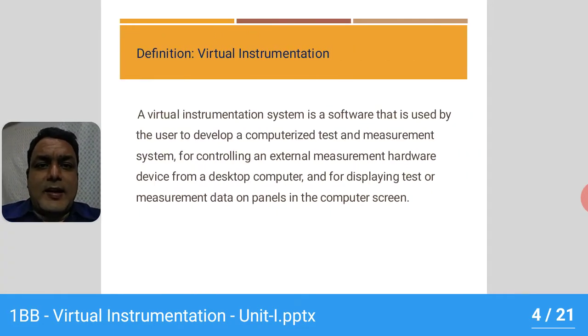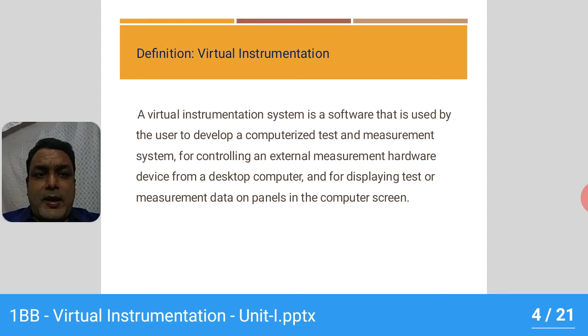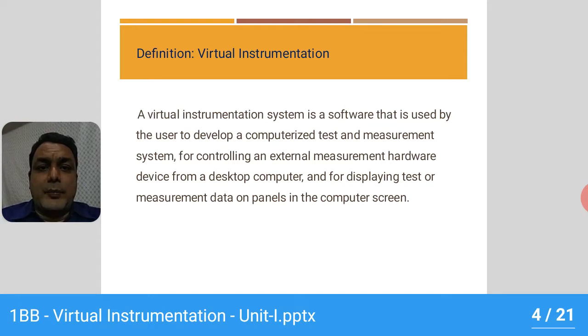In the last class, we discussed what is meant by virtual instrumentation. Let me recap the definition of a virtual instrumentation system. A virtual instrumentation system is software that is used by the user to develop a computerized test and measurement system for controlling an external measurement hardware device from a remote desktop computer and for displaying test or measurement data on the panels in the computer screen.